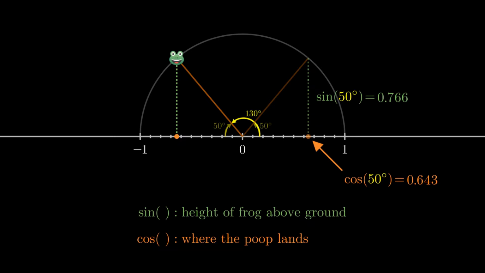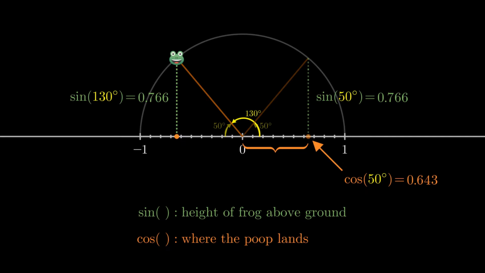Now notice the frog is the exact same height as when we had only swung 50 degrees. That's because it's literally the same triangle, just on the other side, so there's no reason his height should be any different. So you can confirm on a calculator if you want, but the sine of 130 degrees will be the exact same 0.766 as the sine of 50 degrees. But what about the cosine? Well, if we look at where the first poop landed, we see that the length here is 0.643.